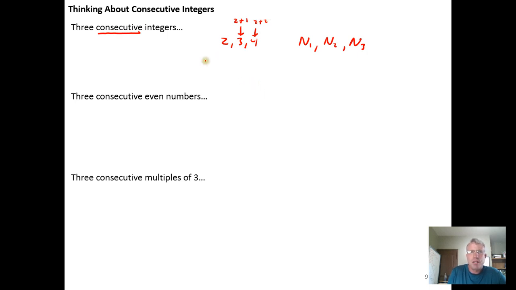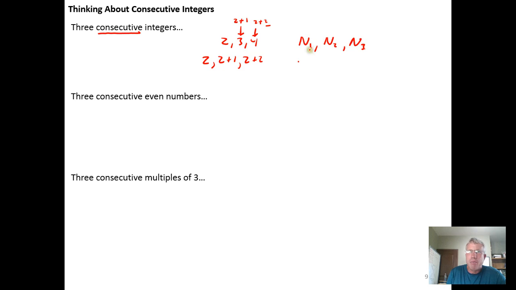So there's a sense in which we could represent 2, 3, 4 as 2, 2 plus 1, 2 plus 2. But in the case where we don't know what the integers are, we still know that they're going to be separated by 1. This one here is going to be n sub 1 plus 1. And there's going to be a difference of 2 between the first and the third. 3 minus 1 is 2.